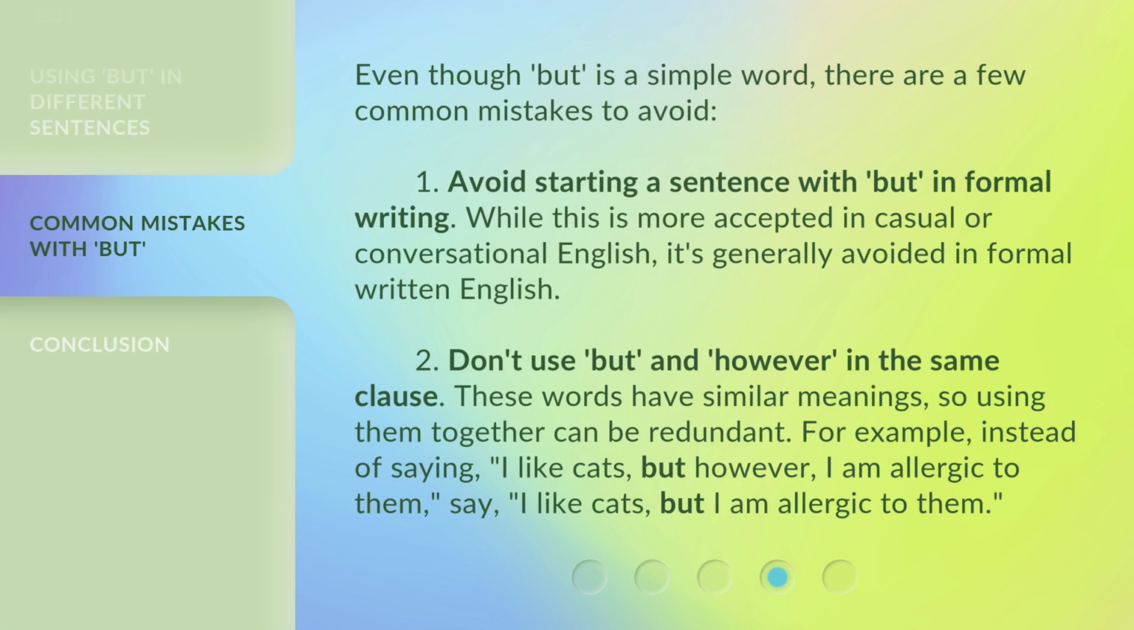Even though "but" is a simple word, there are a few common mistakes to avoid. 1. Avoid starting a sentence with "but" in formal writing. While this is more accepted in casual or conversational English, it's generally avoided in formal written English. 2. Don't use "but" and "however" in the same clause. These words have similar meanings, so using them together can be redundant. For example, instead of saying, "I like cats, but however, I am allergic to them," say, "I like cats, but I am allergic to them."